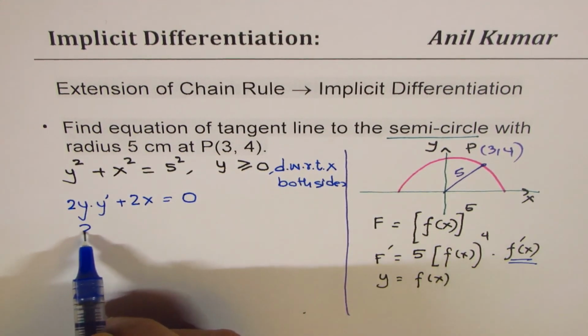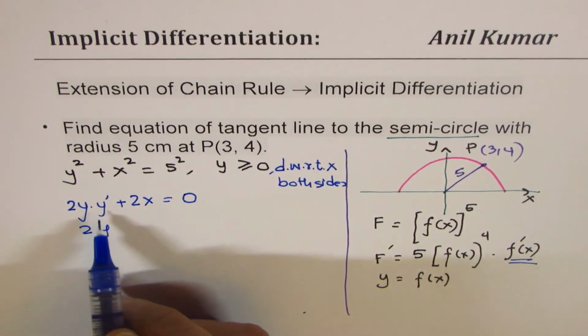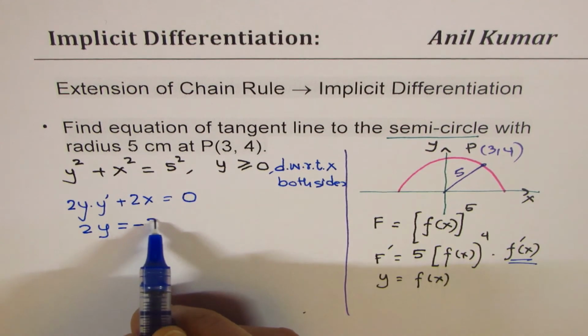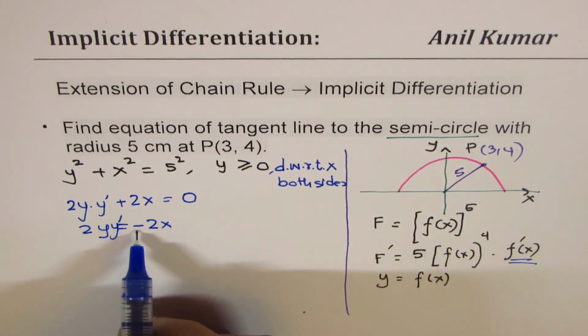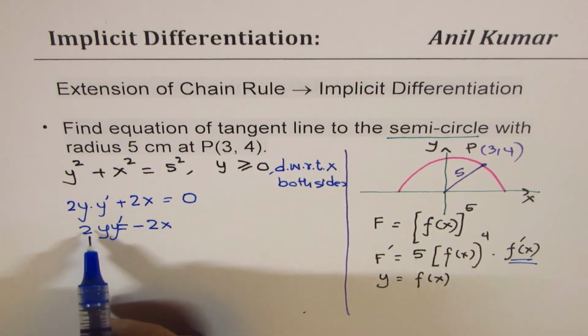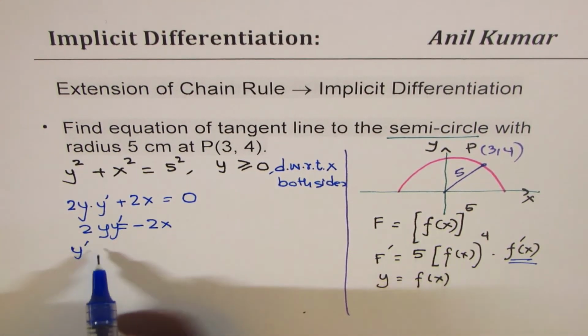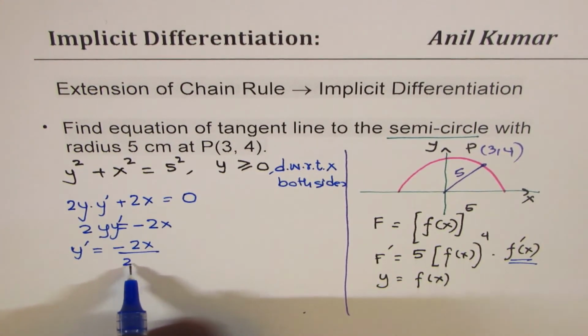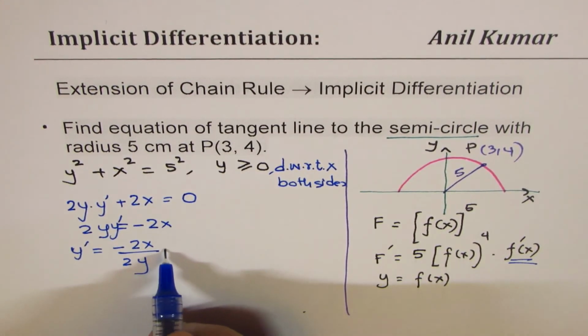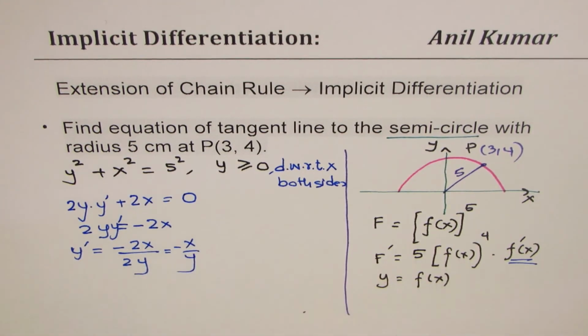So we can say 2y y dash equals minus 2x. And the 2 cancels, or we can say y dash equals minus 2x over 2y, and that gives you minus x over y. Correct? So what you get here is the derivative as minus x over y.